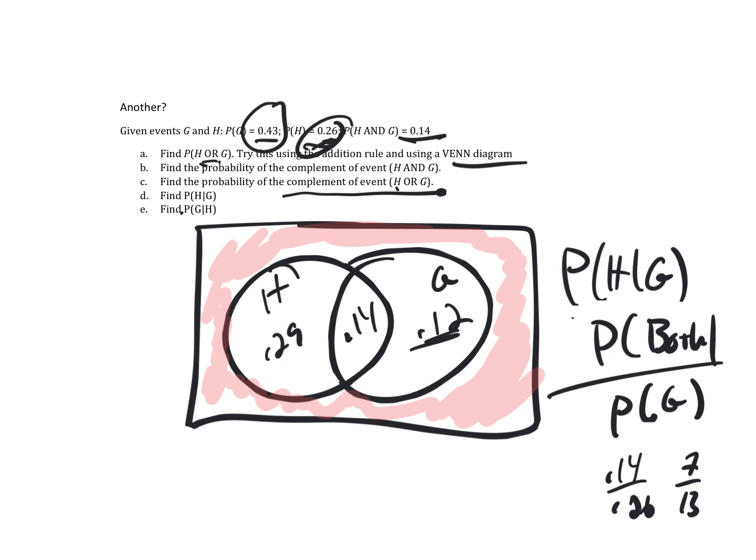E is, what's the probability of G given H? The probability of both H and G is 0.14. The probability of H is 0.43, and we divide that. Remember, it's always what you point in reference to with the conditional. Okay, hopefully that helps.